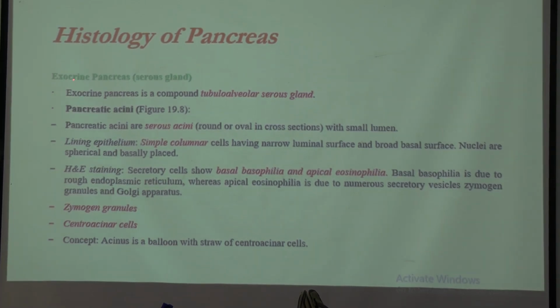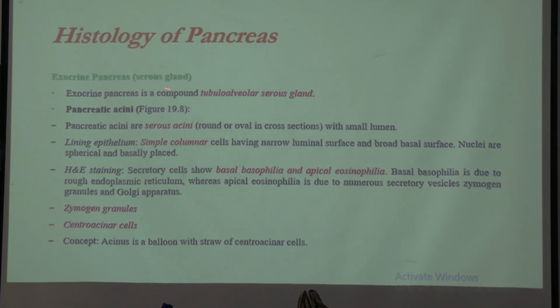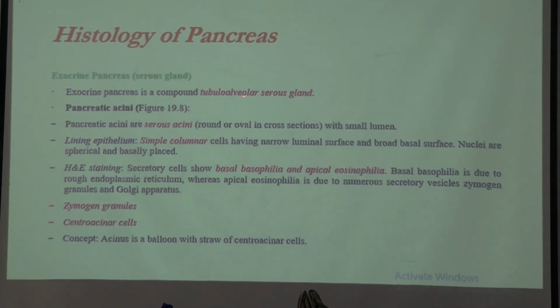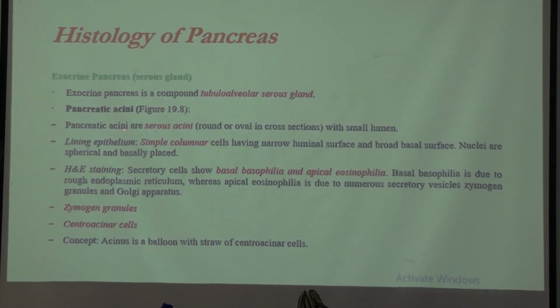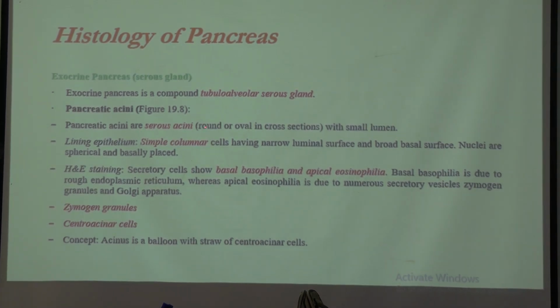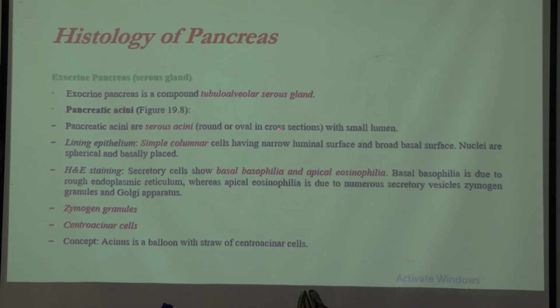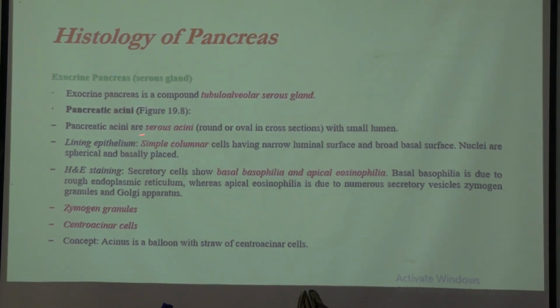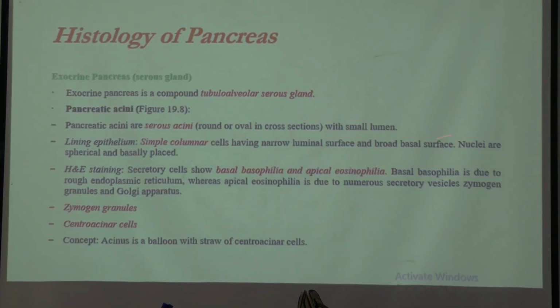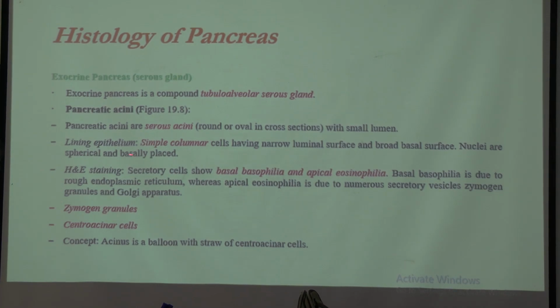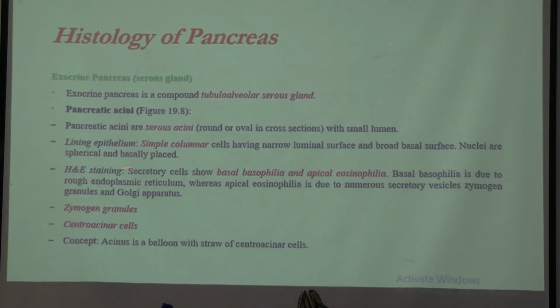Now, exocrine pancreas, serous gland. Exocrine pancreas is compound tubulo-alveolar serous glands. Pancreatic acini are serous acini, round to oval in cross sections with a small lumen. Lining epithelium: simple columnar cells, having narrow luminal surfaces and broad basal surfaces. Nuclei are spherical and basally placed.